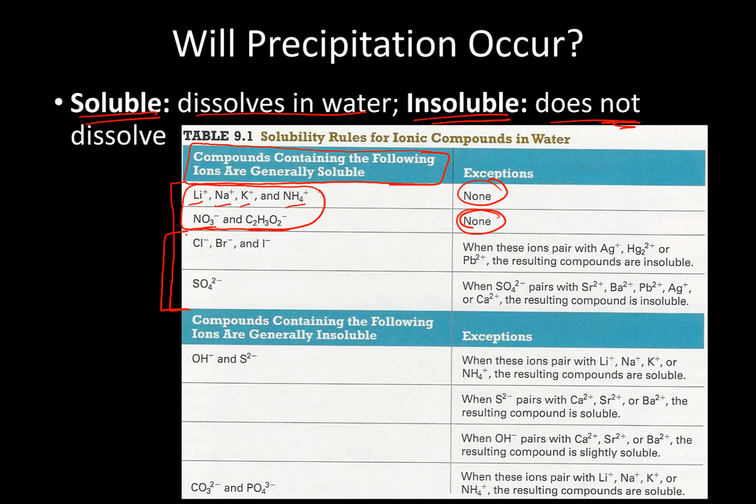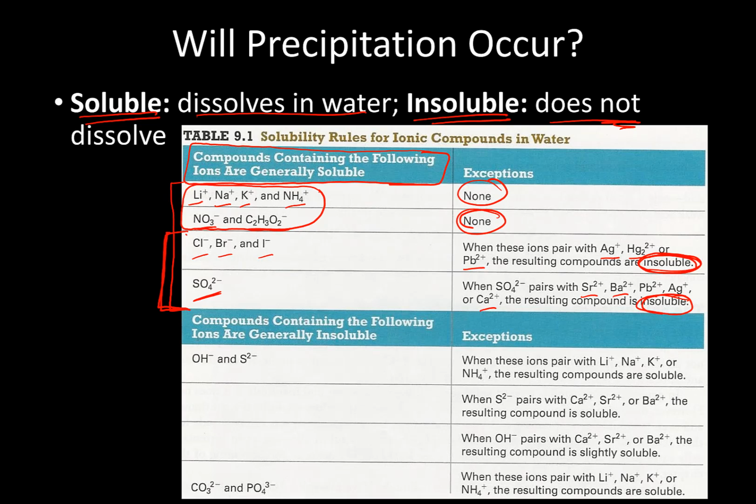These next two rows, there are some exceptions. So generally, when you see chloride, bromide, and iodide in an ionic compound, it's soluble, but when any of those halides are paired with silver, this polyatomic of mercury, or lead, you're going to get insoluble. You're going to get precipitation. When sulfate is the anion in an ionic compound, it tends to be soluble, but when sulfate is paired with strontium, barium, lead, silver, or calcium, it's insoluble. It's going to form a precipitate.